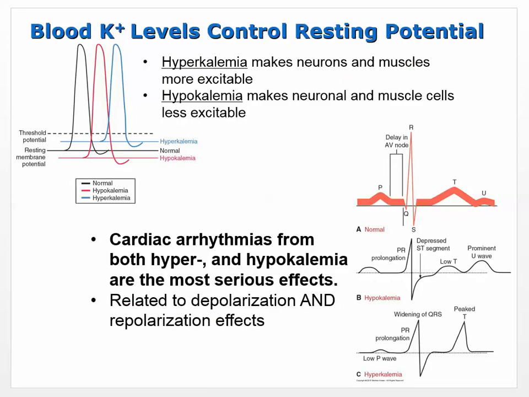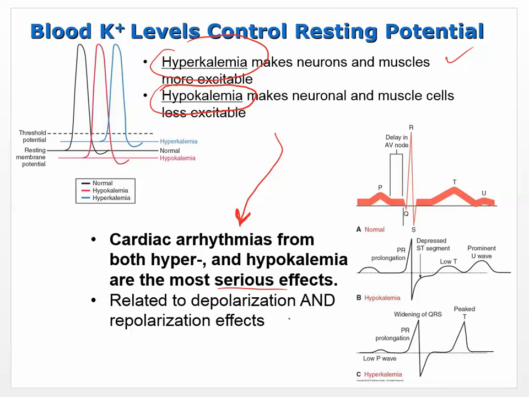Amiodarone is a drug that's used a lot for cardiac dysrhythmias, and it works on potassium channels. So blood potassium levels control that resting membrane potential, so we remember that. Hyperkalemia makes neurons and muscle cells more excitable. Hypokalemia is going to make them less excitable, but either way, it can result in cardiac arrhythmias. And here are some examples. We're not really looking at EKG strips right now, but that's what this is telling you. So I'm driving that home once more, that cardiac arrhythmias from hyper and hypo are the most serious effects.